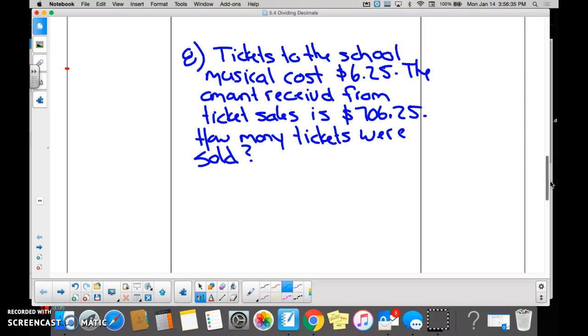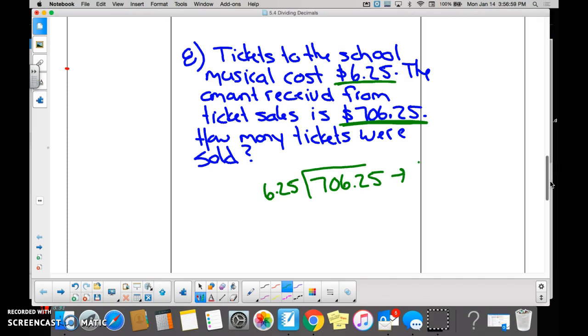If we were to do this the long way, we would have to figure out, first of all, what is the number that is being divided. So 706.25 is being divided. It's being divided by how much each ticket costs. So 706.25 is my dividend. $6.25 is my divisor. Right away you recognize there is a decimal on the outside of the division box.